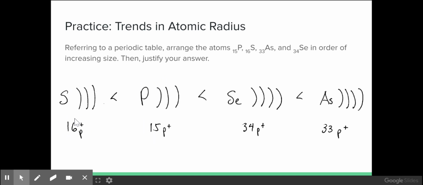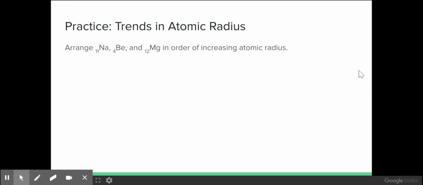So sulfur is going to feel more effective nuclear charge than phosphorus. And the same reasoning holds true over here. Selenium is going to be a little bit tinier than arsenic because selenium has more effective nuclear charge in its nucleus. When you're justifying these trends, you should refer to Coulomb's law, and you should say increased number of protons increases the force of attraction according to Coulomb's law, therefore it makes the atomic radius smaller. You can also refer to distance, right? Distance is also in Coulomb's law. Greater distance between the outer shell electrons, less attraction towards the nucleus, larger radius.